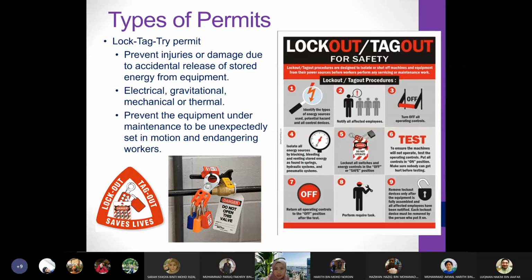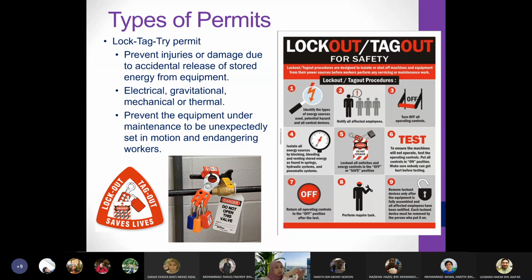Okay, so whenever you do a lockout and tagout, the procedure is first you have to identify the types of energy source being used, the potential hazards and all control devices, and then you have to notify all the employees that this is being done. You then turn off all of the operating controls, and you isolate just that area. You don't want to have any flows in it. You don't want any electrical current going through it.